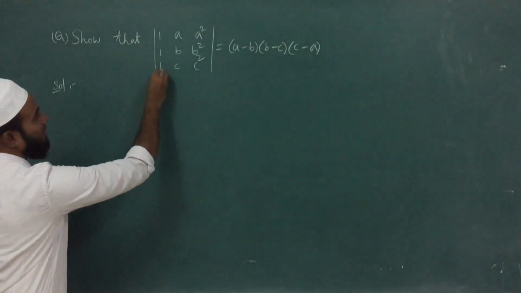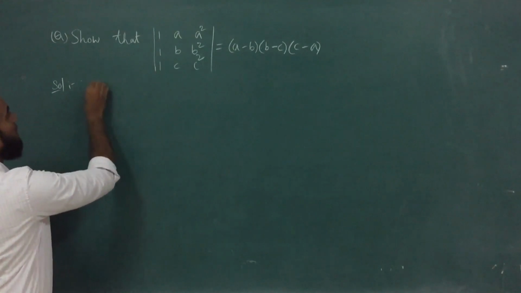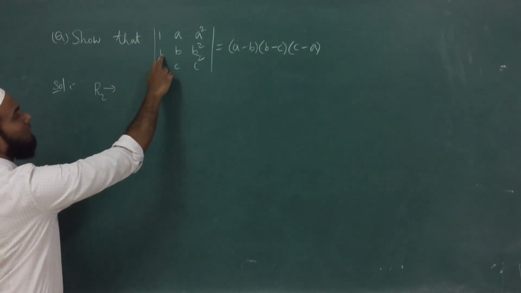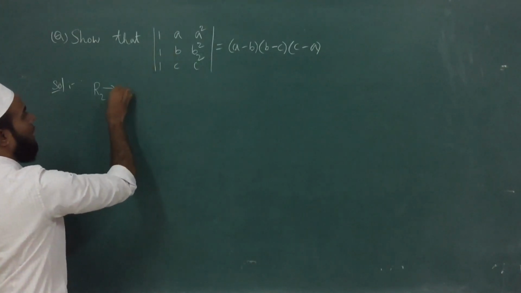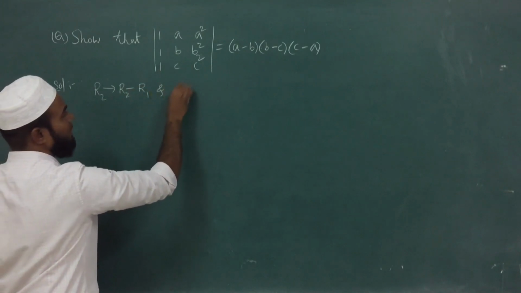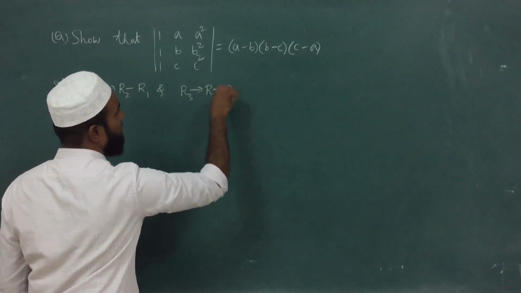For simplification, we can apply some row operations to make this entry 0 and this entry 0. So R2 should be replaced with R2 minus R1, to make this one 0, and for making this one 0, R3 should be replaced with R3 minus R1, right?